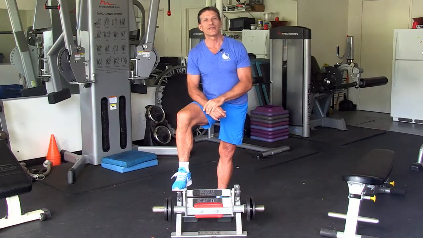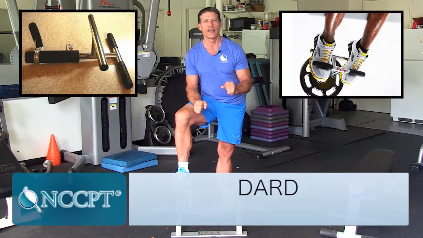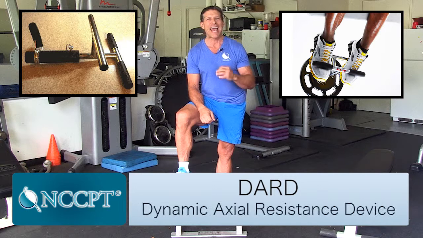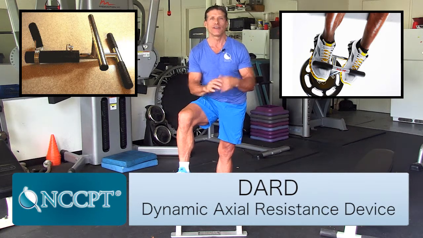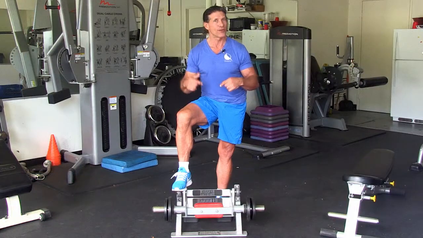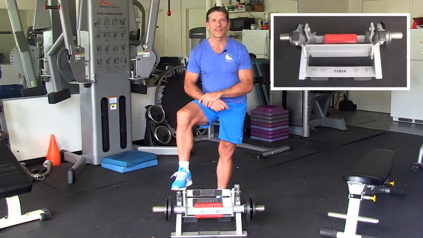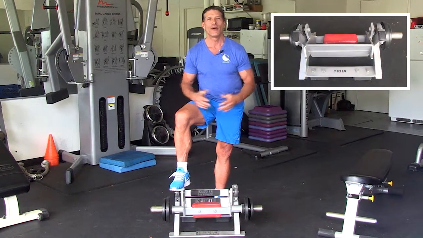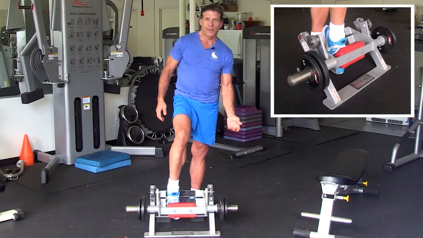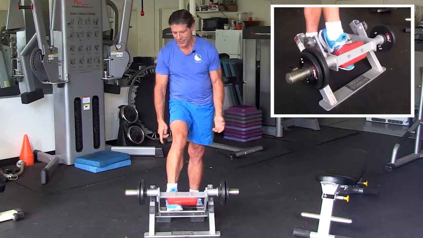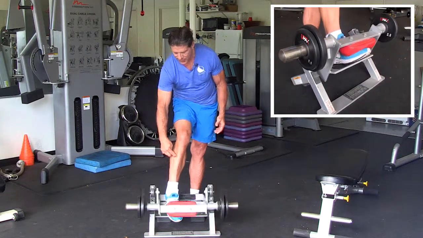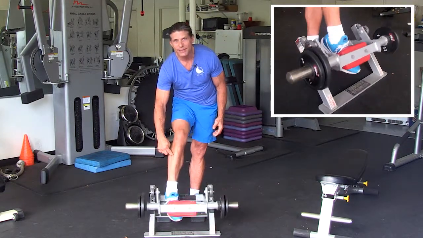There is a piece of exercise equipment called a DARD, which stands for Dynamic Axial Resistance Device. Just look on the internet and you'll find a bunch of them. I'm fortunate because I have a dorsiflexion machine, and this is how it works. So you just slip your foot in, you get your ankle towards the axis, and then you just lift. You can see you're working the anterior tib. All right?